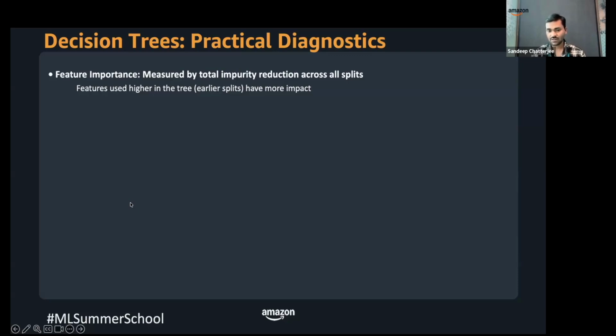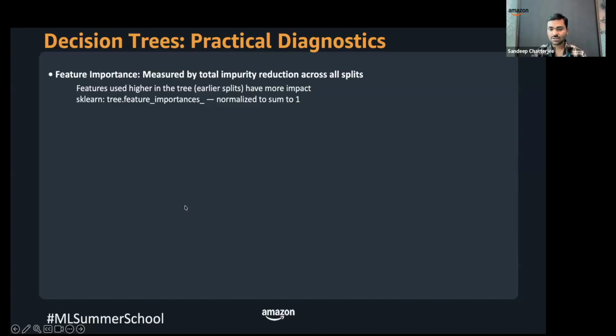If you are coding this up in Python, scikit-learn makes it incredibly easy. You just call tree.feature_importances_, and it gives you an array of scores neatly normalized to sum to 1, telling you exactly how valuable each feature was, the exact weightage.